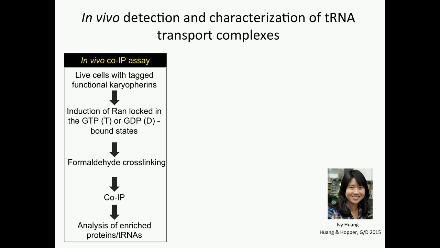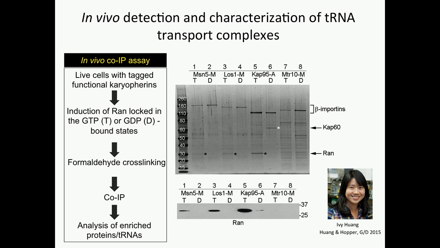developed an in vivo pull-down experiment where we could trap nuclear export complexes, and those also having tRNAs. So we made tagged constructs and trapped export complexes by trapping RAN in the GTP form, used formaldehyde cross-linking, and then ChIP, co-IP, and then looked at the proteins that came down with these exporters as well as the RNA.